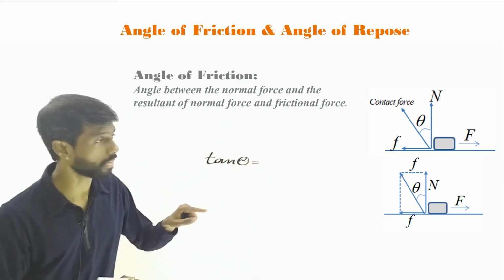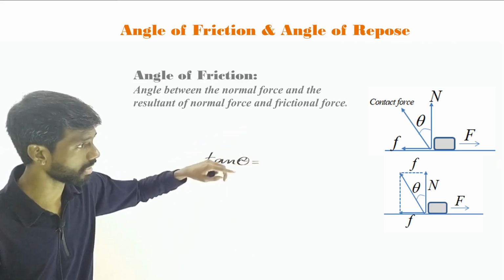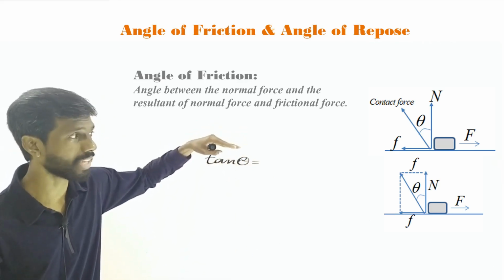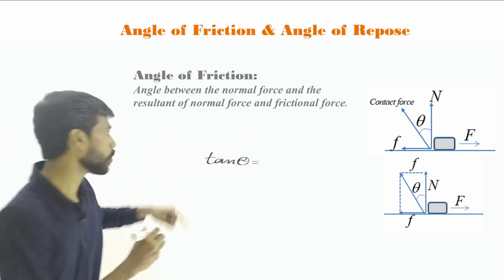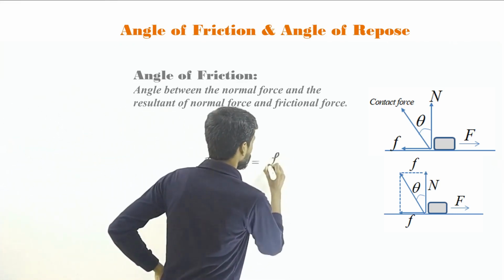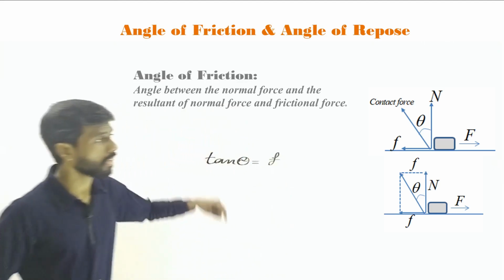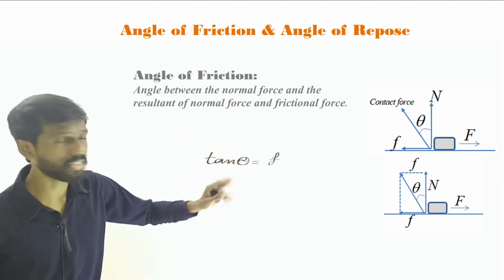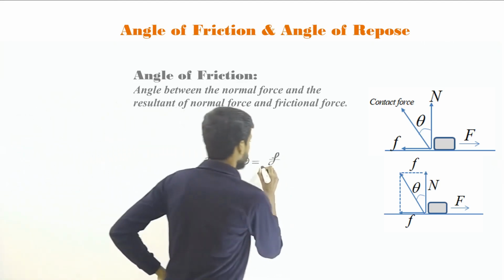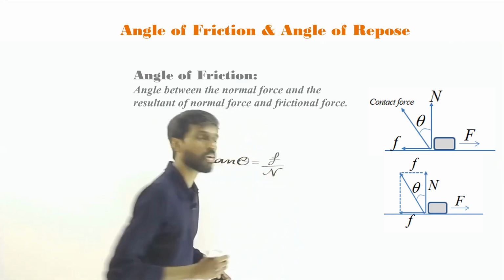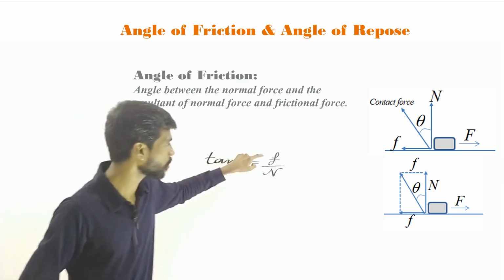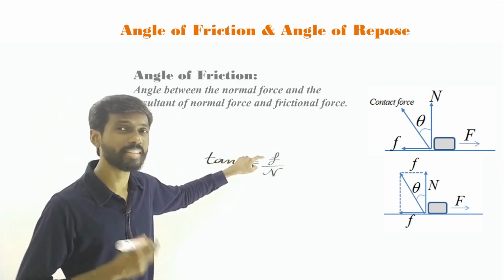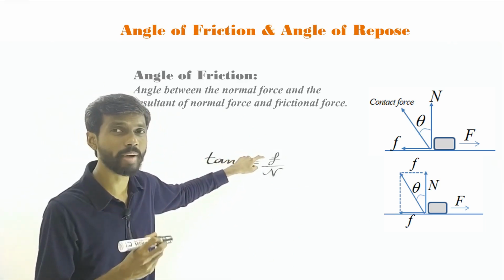In that right angle triangle, tan theta is the opposite side, that is the magnitude of the frictional force F, divided by the adjacent side, that is the normal force. So F divided by N. This is the formula for tan theta. But you can simplify this. What is the formula for frictional force? That is mu multiplied by the normal force.